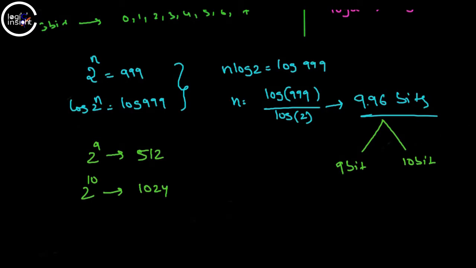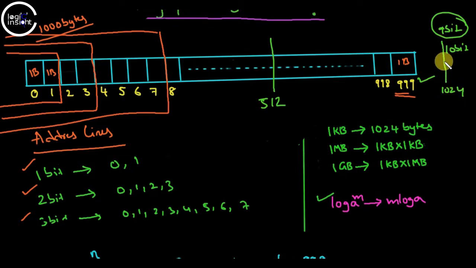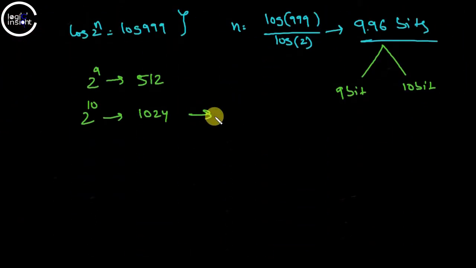Now our memory range is here, 999. If I take 9 bits, somewhere here I'll get 512. So up to 512 it can be used. Okay, beyond 512, 9 bits cannot be used. If I take 10 bits, I'll get 1024, right? Somewhere here 1024 will be there. So inside is 999, so it can be used. So now my pointer size is 10 bits. Okay, so this is how we get it.